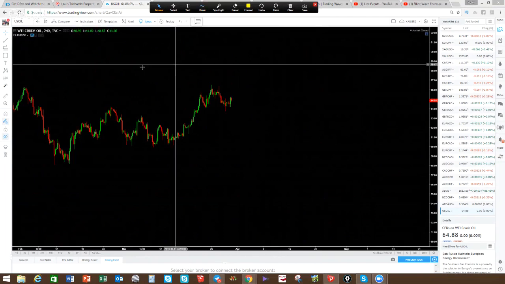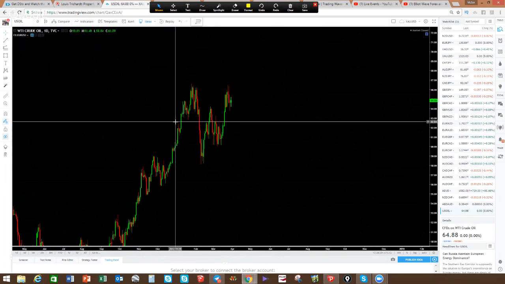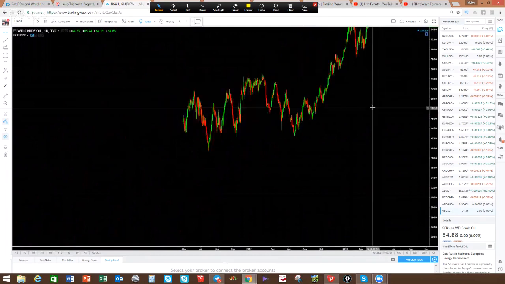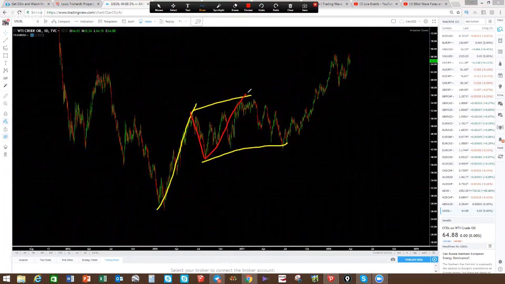Okay, that's oil. If you look at the higher time frame, this is why we were looking at oil that way, because of a simple structure here. Look at this structure: running flat, impulse, correction, and then an impulse. All right, so that's gold, silver, and oil.